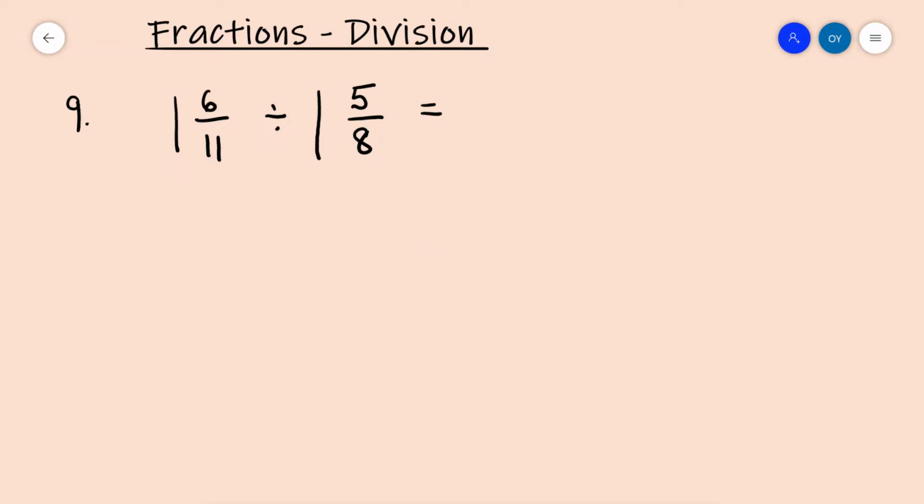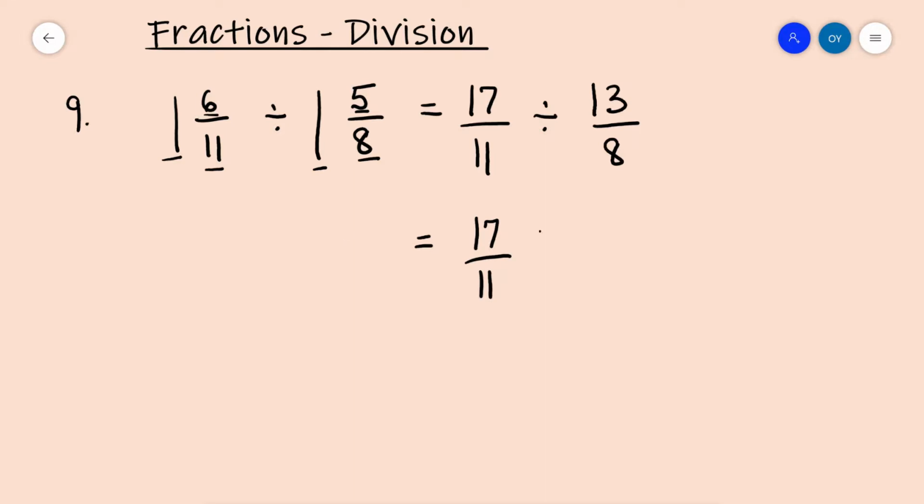Example 9, 1 6 over 11 divide 1 5 over 8. We change this to improper fraction. 11 times 1, 11 plus 6, 17. That is 17 over 11. Divide 8 times 1, 8 plus 5, 13, 13 over 8. Now we have 17 over 11 multiplied by 8 over 13.